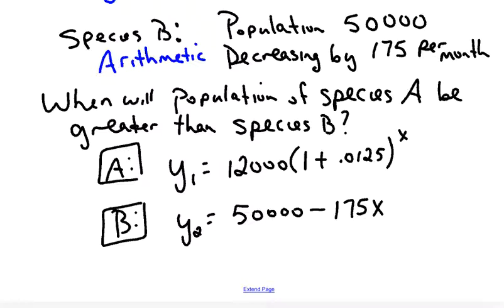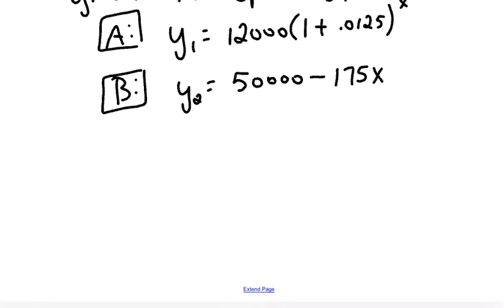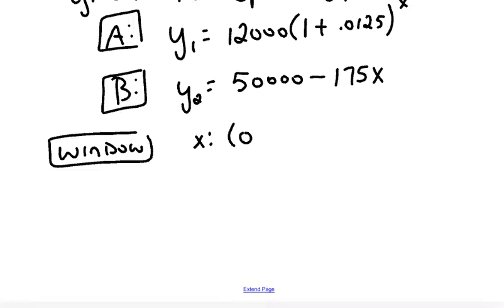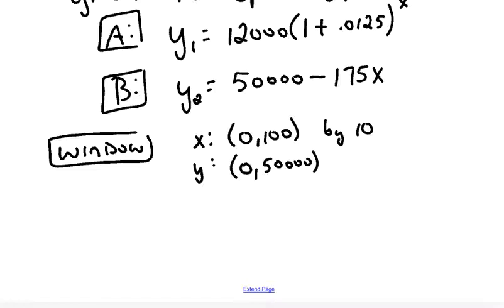I figure out what my window needs to be. So in this case, I found a window. A good window would be 0 to 100 on the x-axis, by 10. And on the y-axis, I had to get all the way to 50,000 because that was the most I had. So 0 to 50,000. And just to make it easy, we just went by 5,000.